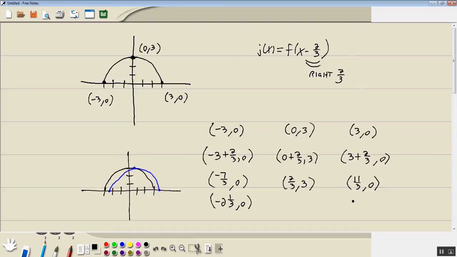And then 11/3. 11 is, let's see, what is that? 3 and 2/3. And see, 3 and 2/3. Yeah, it looks about right. So that's how you can use points to help you figure out better what this graph looks like. Or you can eyeball it. That's up to you.